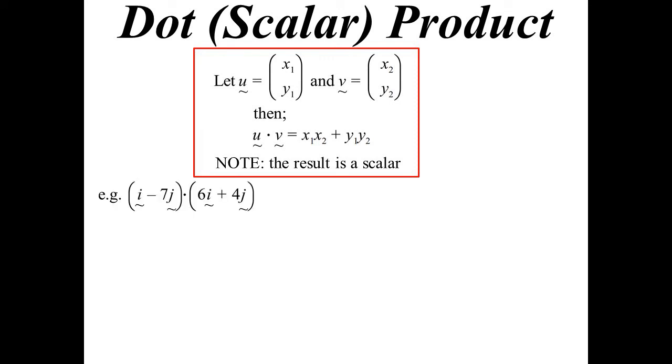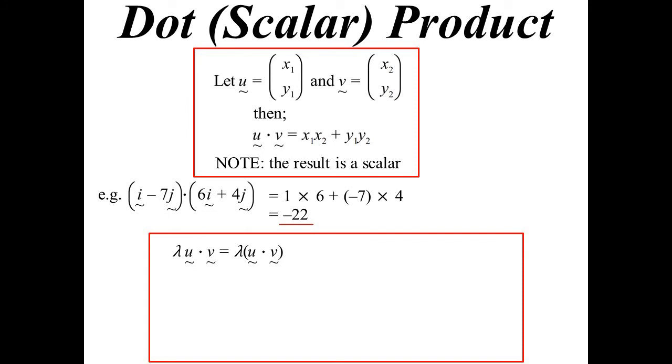So if I wanted to dot product these, and please note, it is different to multiplication. You can't just look at this and go, oh, that's all right, I'll just do first, outside, inside, last, like I would with parentheses. No, it's dot product. So we multiply the x's together, we multiply the y's together, add them up, and for this one we get negative 22.